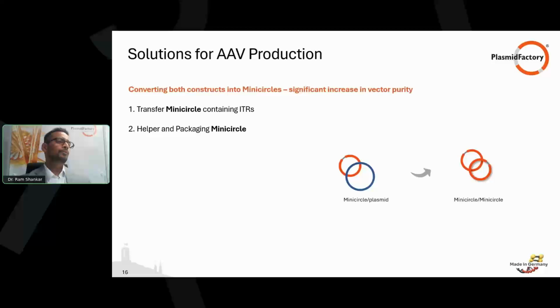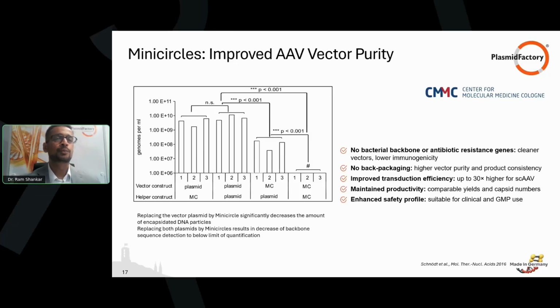All right, so we saw what we could do by converting just one construct into a minicircle. So what if we converted both constructs into minicircles? This is where we have a transfer minicircle containing ITRs and a helper and packaging minicircle. Now we enter the realm of vector purity.